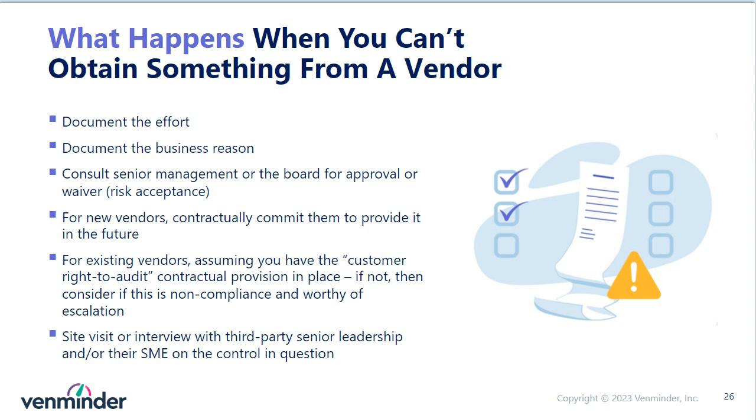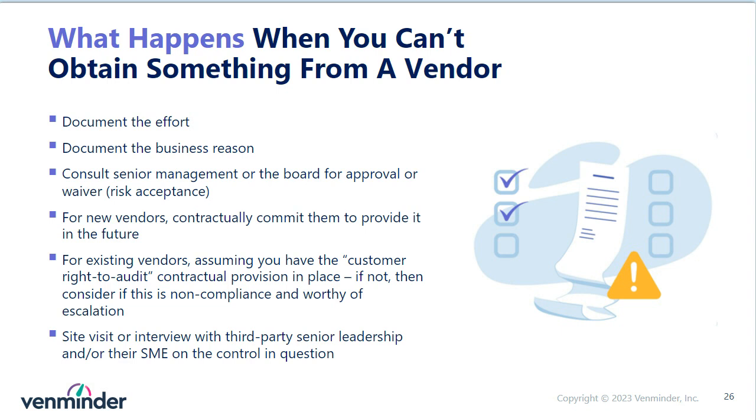Whatever the situation, document the effort, document the reason why you didn't get the document. For example, the vendor says they don't have it, or the vendor refuses to provide it. You also may want to escalate to your senior management, or at least make them aware, especially when it's a critical, high-risk vendor. For instance, say the vendor will not provide their penetration test results. That's a pretty important document. So a higher level conversation with your senior management is likely worthy.